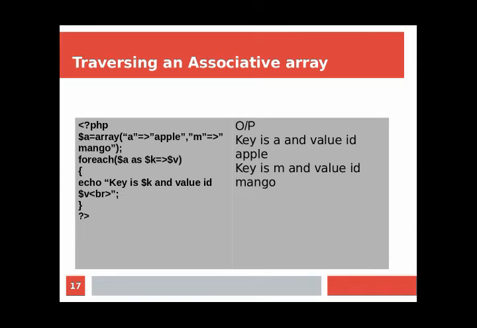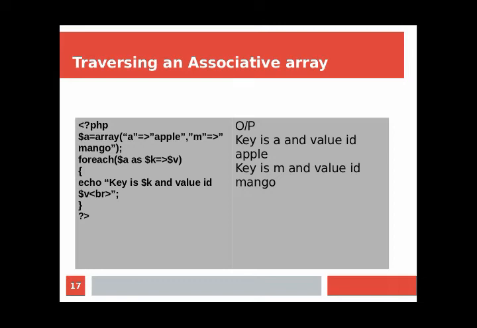Then next is traversing an associative array. Here we will see the associative array. Again, here is one PHP program: PHP $A equal to array. The first element is $A within double quotes, that is a key, and the value, using an arrow, within double quotes is apple. Then comma, the next key is within double quotes M, then arrow and within double quotes again mango, the value for this.